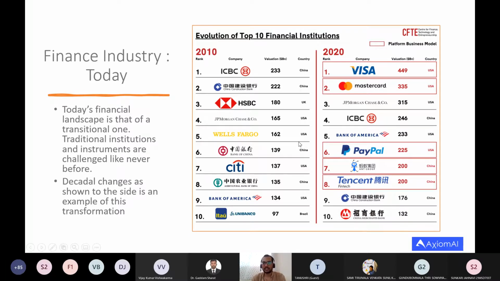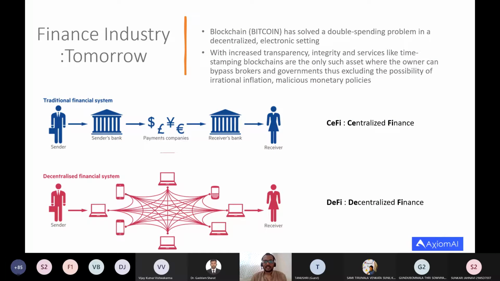So, just to reiterate, what used to be a top five financial institution is not even in the top 10. Wells Fargo used to be a top five institution in 2010. It's not even featuring. Same with Citibank, right? Things like that. And where are we going from centralized finance?